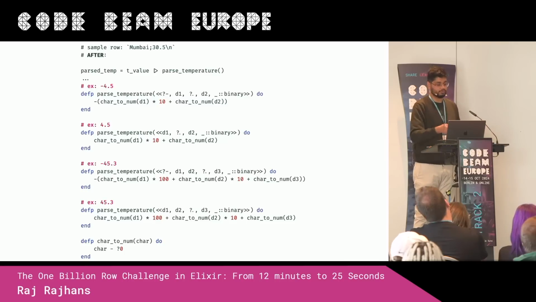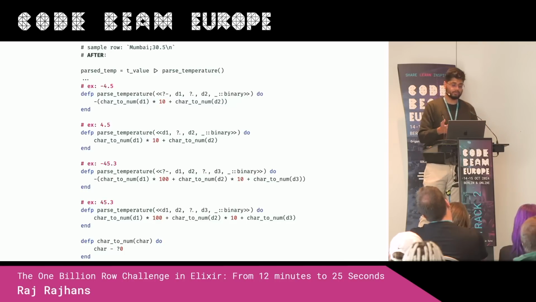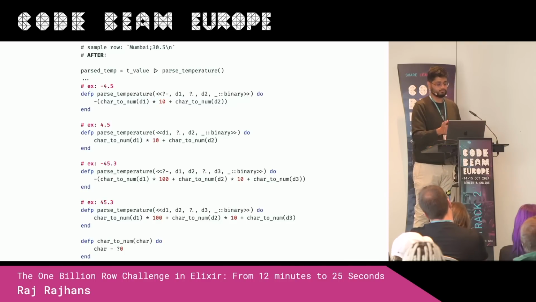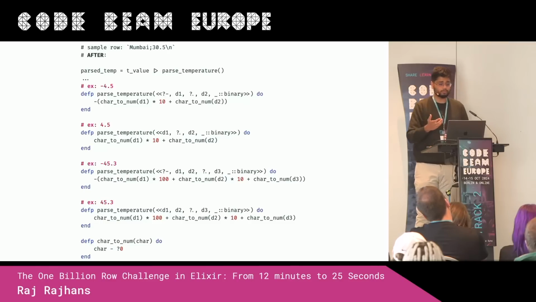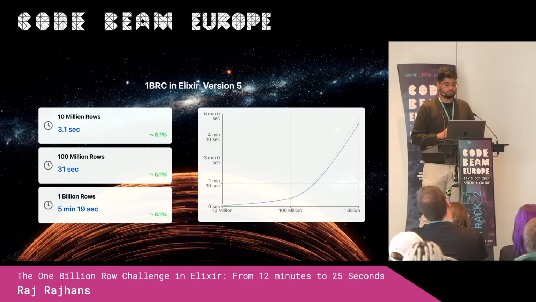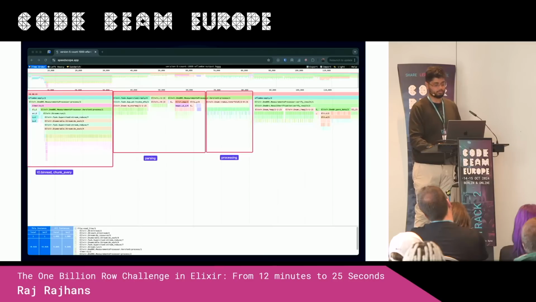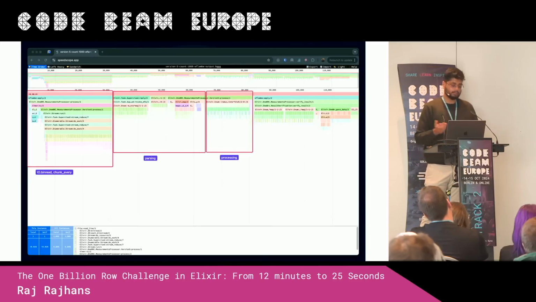We can have similar function heads for different styles as well: minus 4.5, 45.3, and minus 45.3. Because we know that our input is very structured, there aren't going to be any invalid inputs. We can just skip all of the extra things and jump directly to parsing the number ourselves. Okay. So over here, we are seeing 3.1 seconds for 10 million, 31 seconds for 100 million, and 5 minutes 19 seconds for a billion rows. Okay, could be better. Again, what can we do?